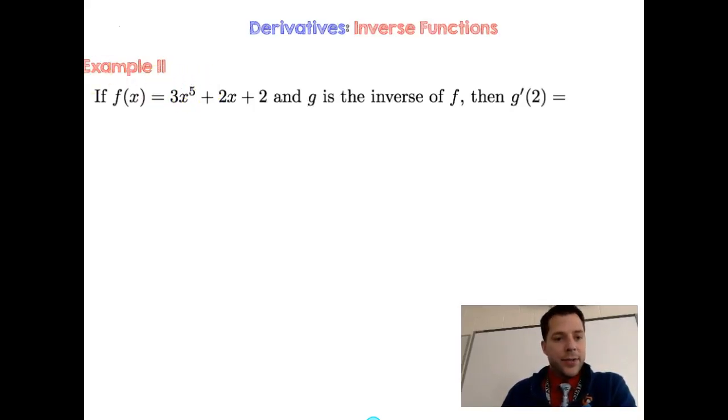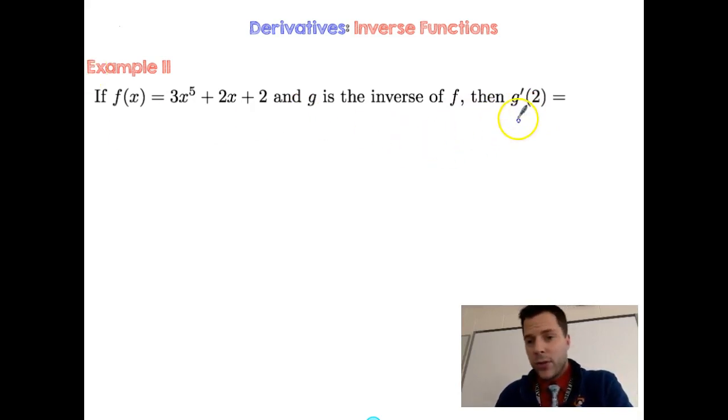So in example 2, I'm looking at if f of x is equal to 3x to the 5th plus 2x plus 2, and g is the inverse of f, find g prime of 2. So it's the same thing, same idea here. We know that b equals 2. There's our b value equals 2. So that means f of x equals 2.